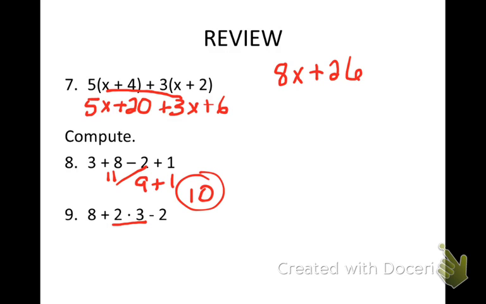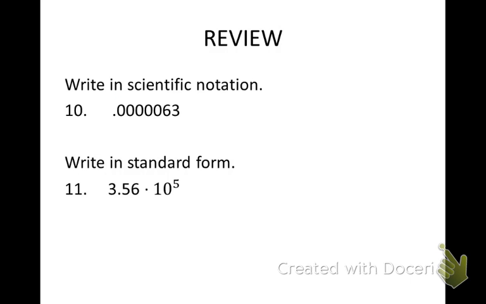Here we need to do our multiplication first. 2 times 3 is 6. Then go back and work left to right. 8 plus 6 is 14. 14 minus 2 is 12. And again, you don't have to show every step, but at least show as much as I'm doing here, because then I'll know what you're doing wrong if you do make mistakes in most cases.